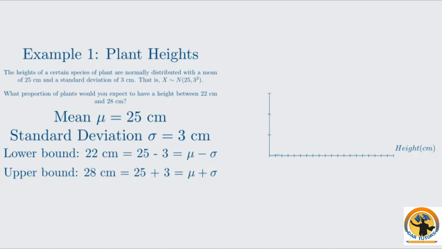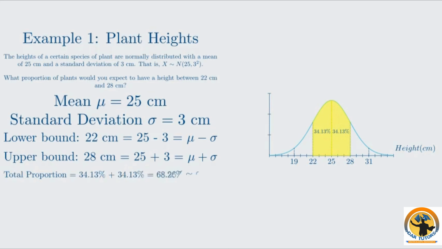According to our diagram, the area between m minus s and m is 34.13%, and the area between m and m plus s is also 34.13%. To find the total proportion, we just add these two percentages together. 34.13% plus 34.13% equals 68.26%. So, approximately 68.3% of the plants will have a height between 22 and 28 centimeters.